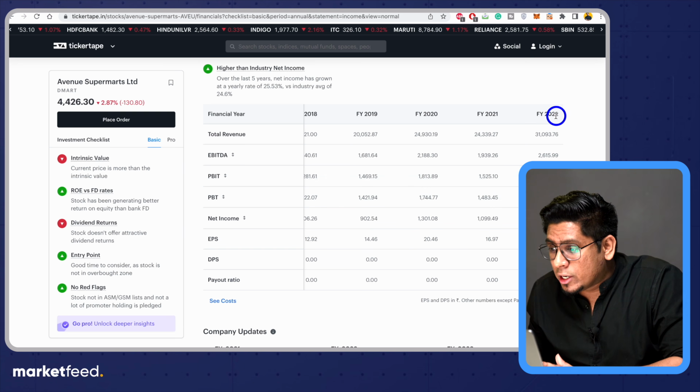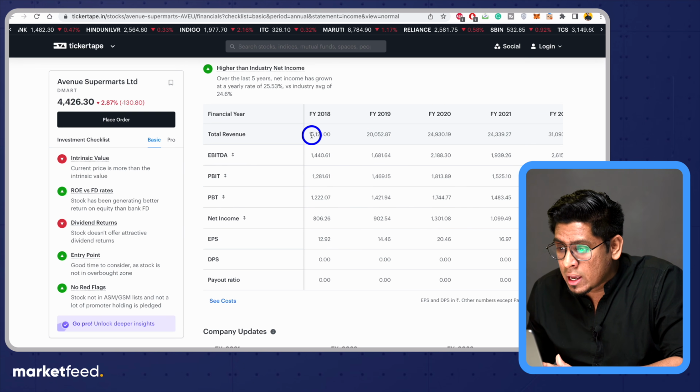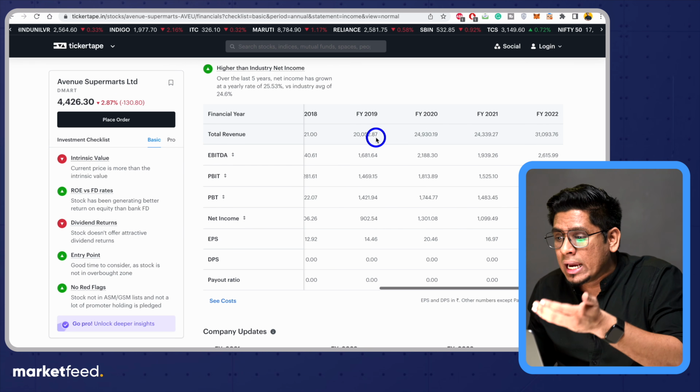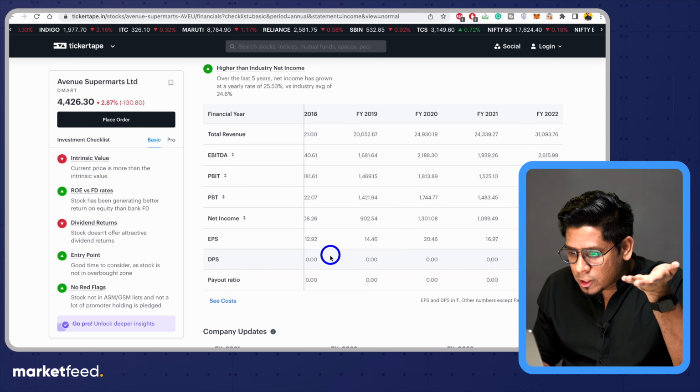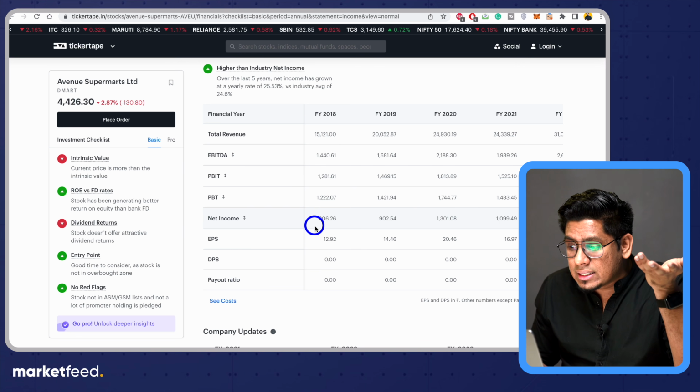See, financial year 2022, 2021, 2022, 2020. See, total revenue has been growing from 2018, it was 15,000 crores. 2019 it grew to 20,000 crores. It's been growing consistently up till 31,000 crores this year. Let's look into the profit also, right? Profit is the net income. In 2018 that was only 806 crores.